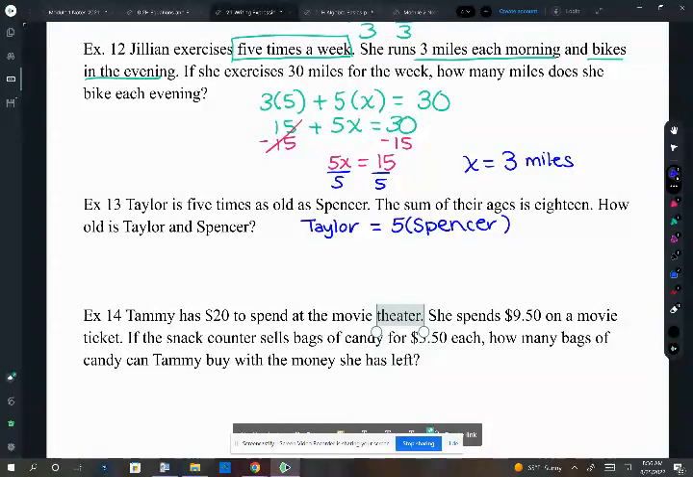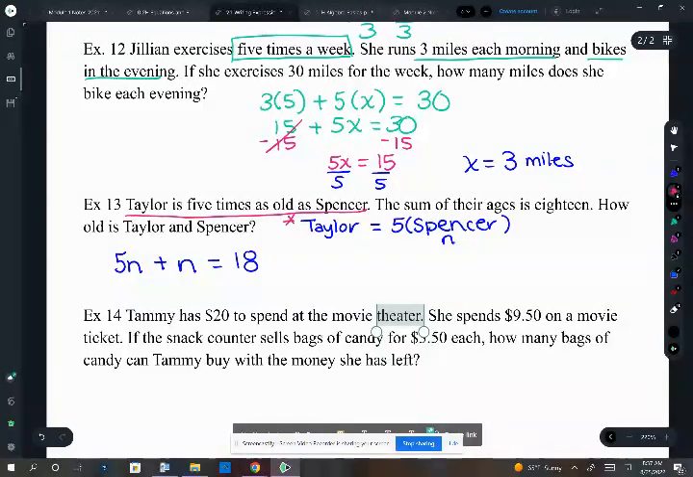So because Taylor is equal to 5 of Spencer's ages, we can do that. So we know that Spencer's age, which I hate using S, but let's just say Spencer's is our unknown, so let's just call it N. And so Taylor's age, which is 5N, plus Spencer's age, which is just N, is equal to 18. So that's our equation. And we have that because we wrote down that first step where it says Taylor is 5 times as old as Spencer. And that's what that meant. And then we're just going to substitute it in and solve.